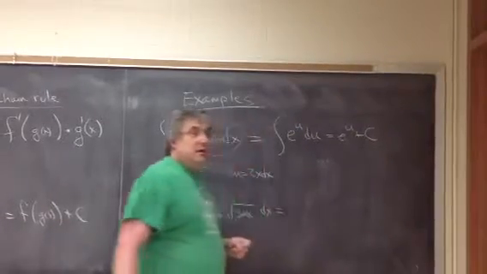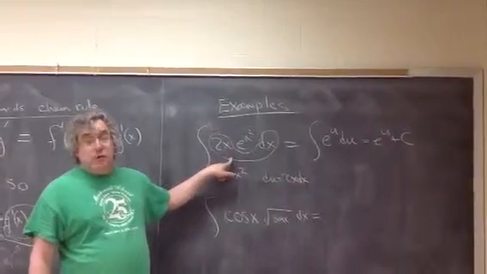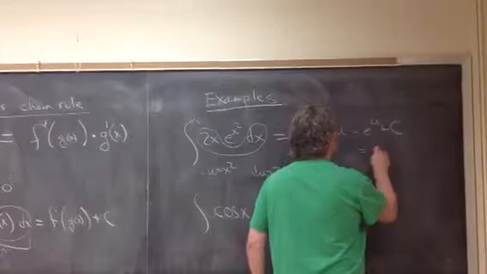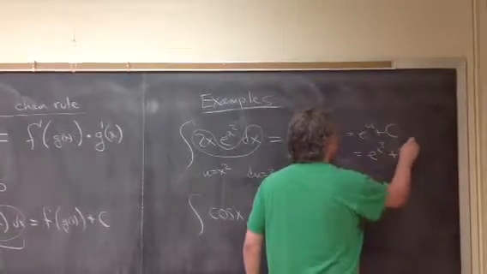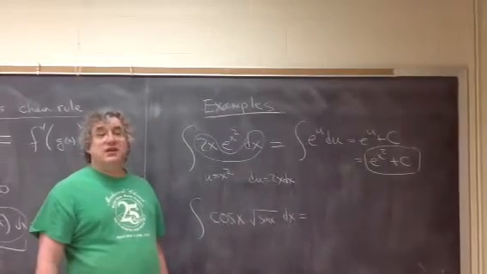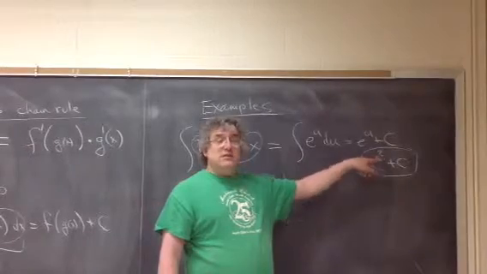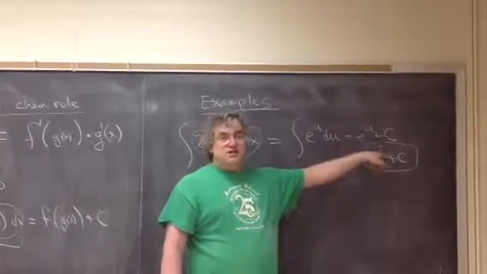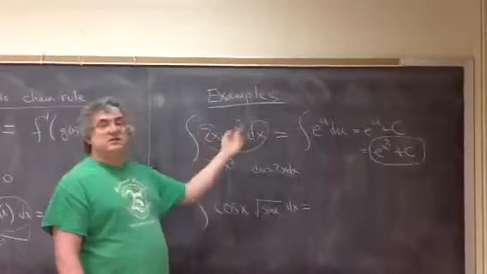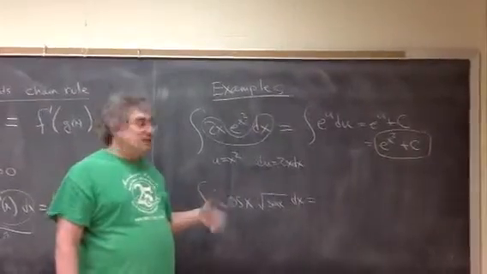But we're not done, because our question originally was in terms of x. We're almost done, because what is u? U is x squared. Now we're done. That is the antiderivative. And if you take the derivative of that, using the chain rule, what do you get? E to the stuff, the derivative is e to the stuff, times the derivative of the stuff, which is 2x. So we get e to the stuff times 2x. It works.